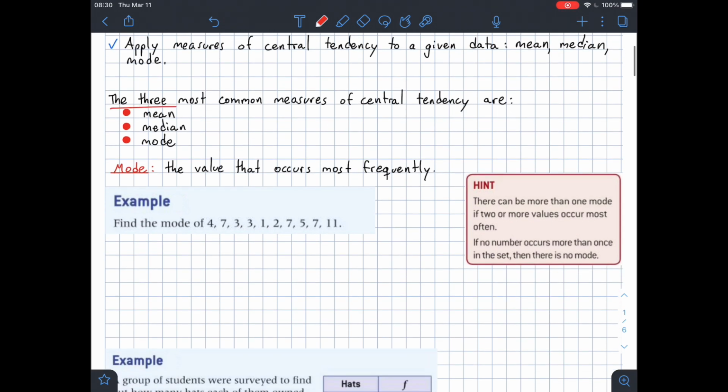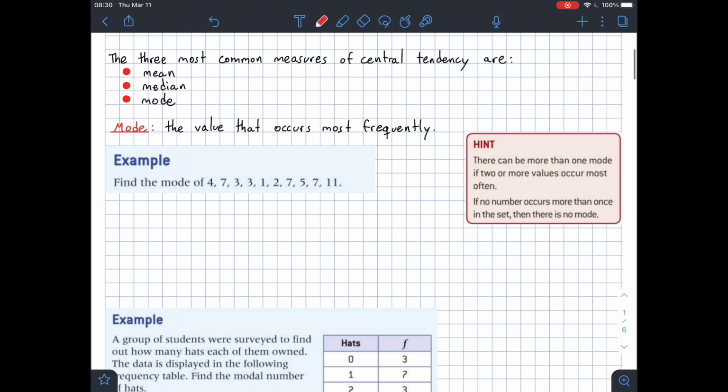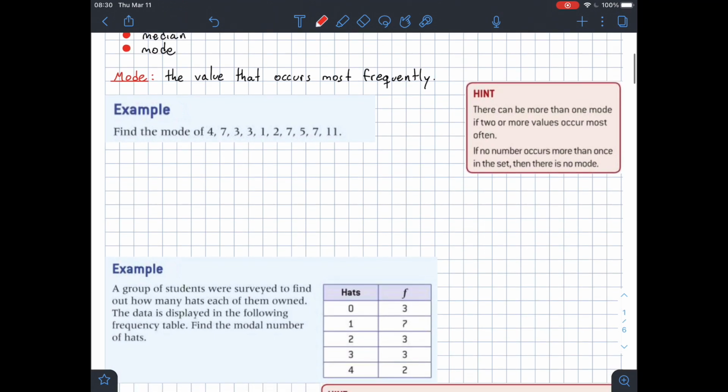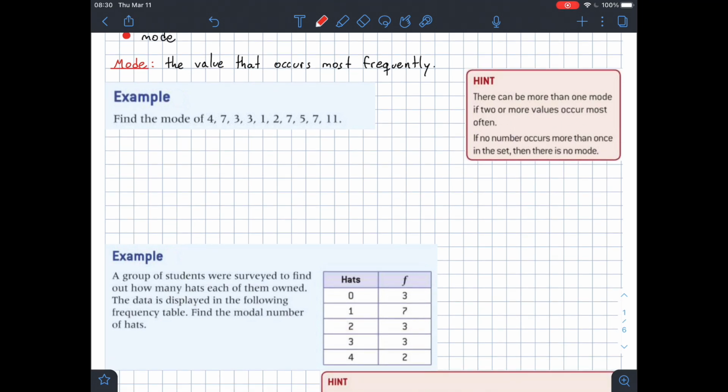So, the 3 most common measures of central tendency are, as I told you, mean, median, and mode, right? So we're going to see each of these in order for you to remember how to work with each of them. The mode is the value that occurs most frequently, basically. There's a hint over here that says there can be more than one mode if 2 or more values occur most often. If no number occurs more than once in the set, then there is no mode. So that's just to consider.